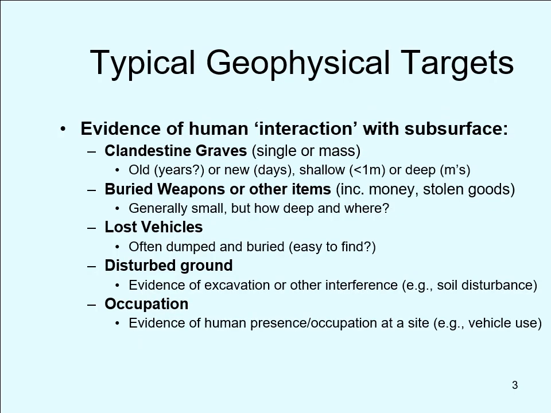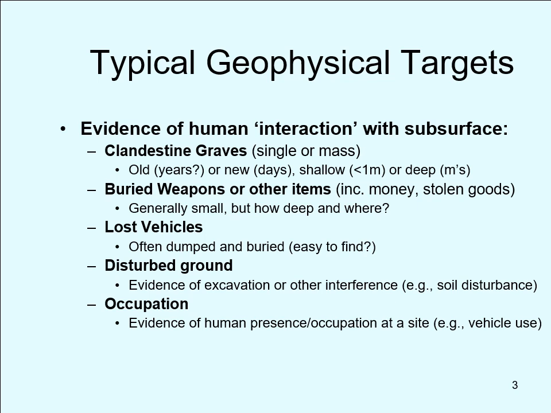So there are all sorts of things you can look for as geophysical targets. Geophysics is the physical properties of the ground that you measure, literally. So things like I've just talked about, graves. Could be single or mass graves. They could be recent or old. They could be shallow or deep. So there are obviously different scenarios. We talked about conceptual site models as well, if you know what you're looking for. Could be other things as well.